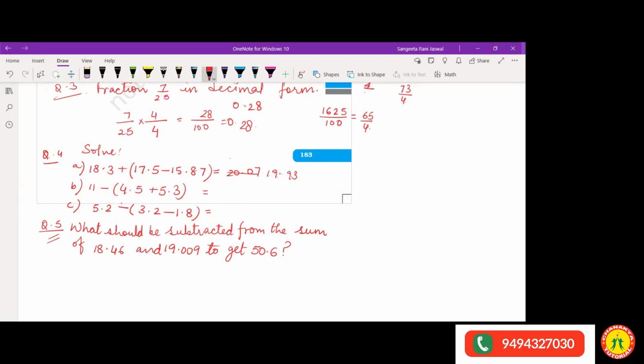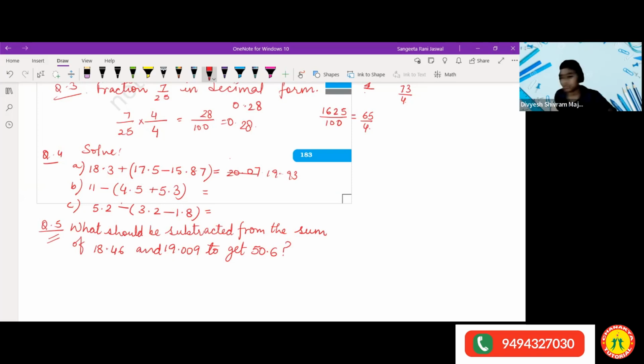Ma'am, B is 11.8. Ma'am, in the fifth question, it says what has to be subtracted from the sum of 18.46 and 19.009 to get 50.6. But 50.6 is bigger than the sum of 18.46 and 19.009, so I have a doubt.